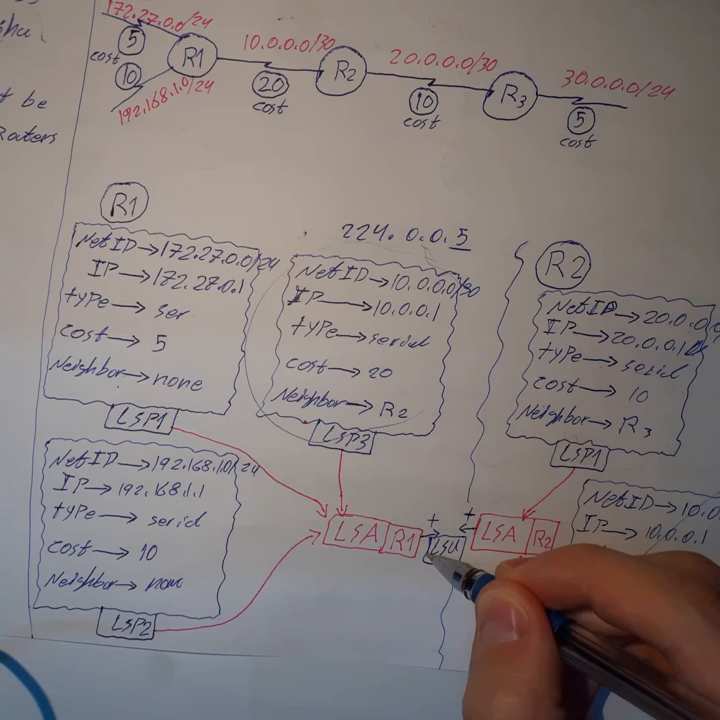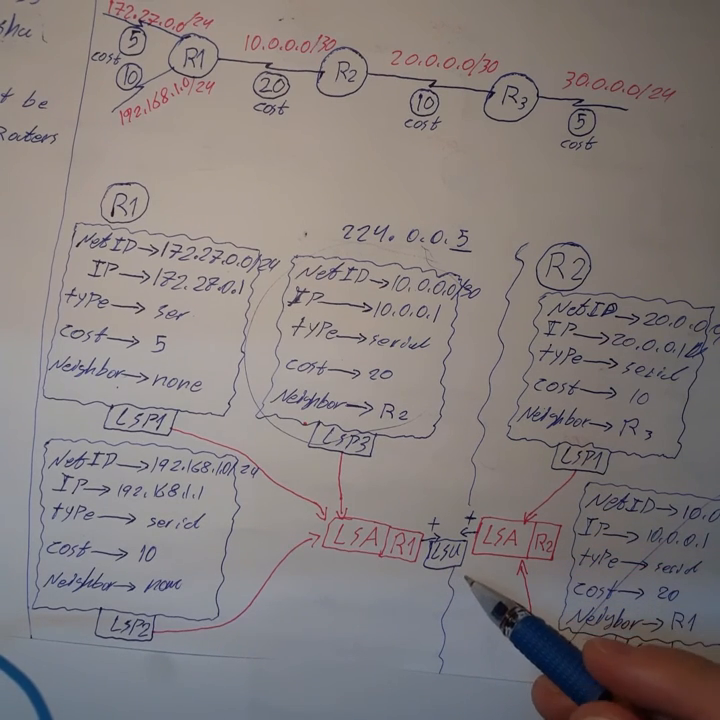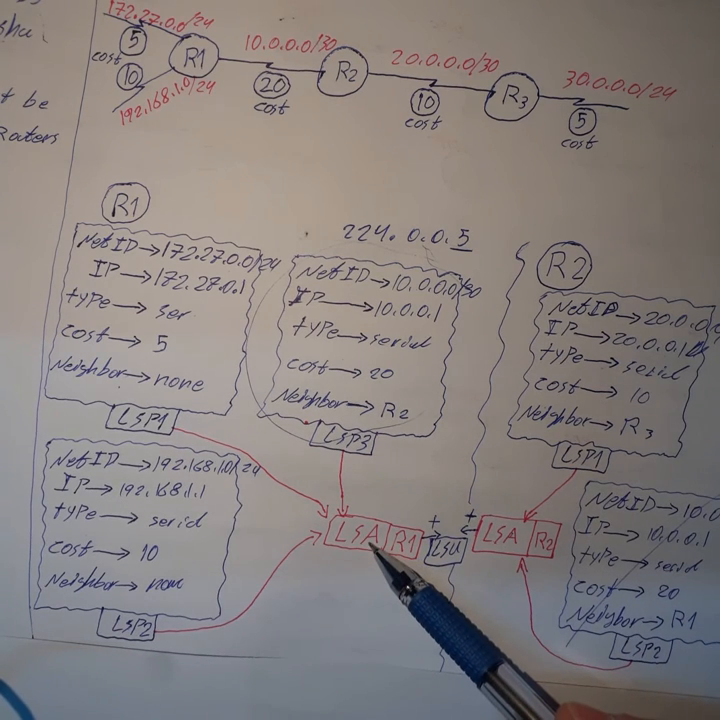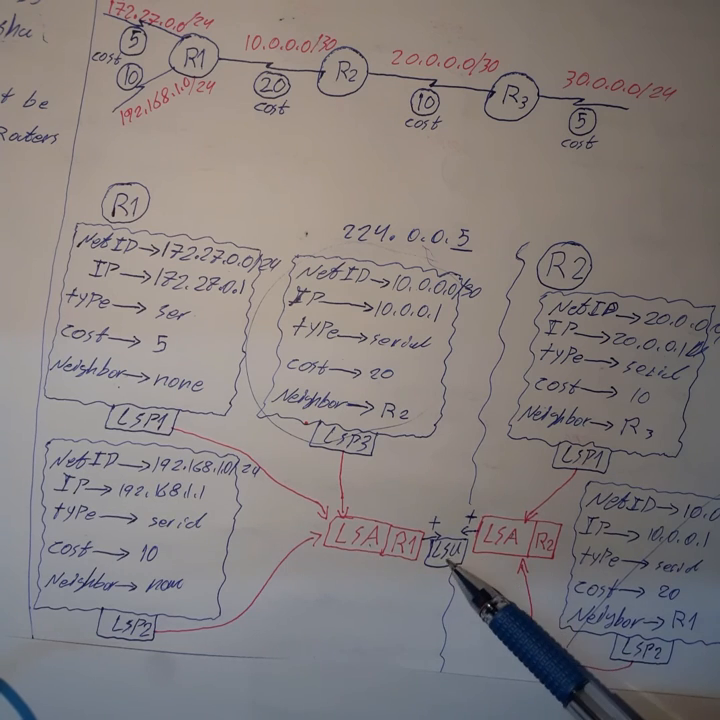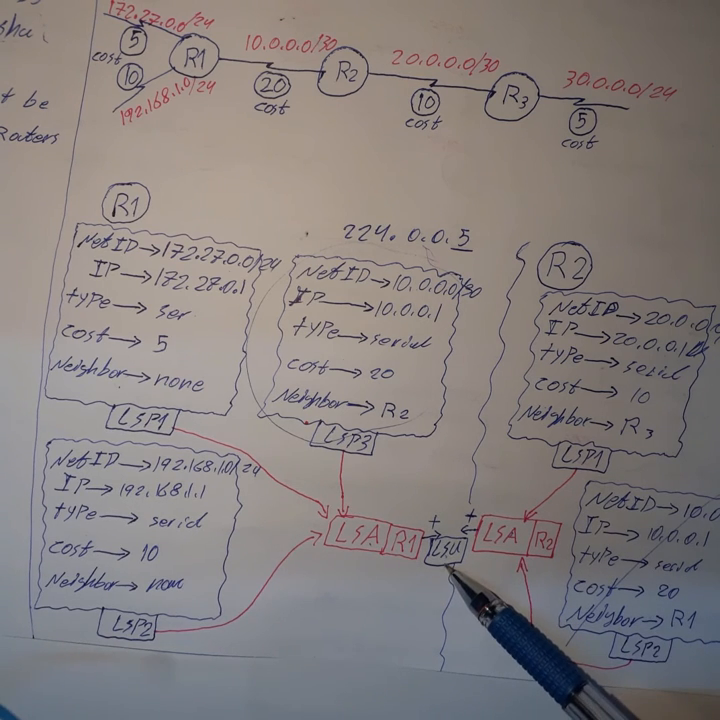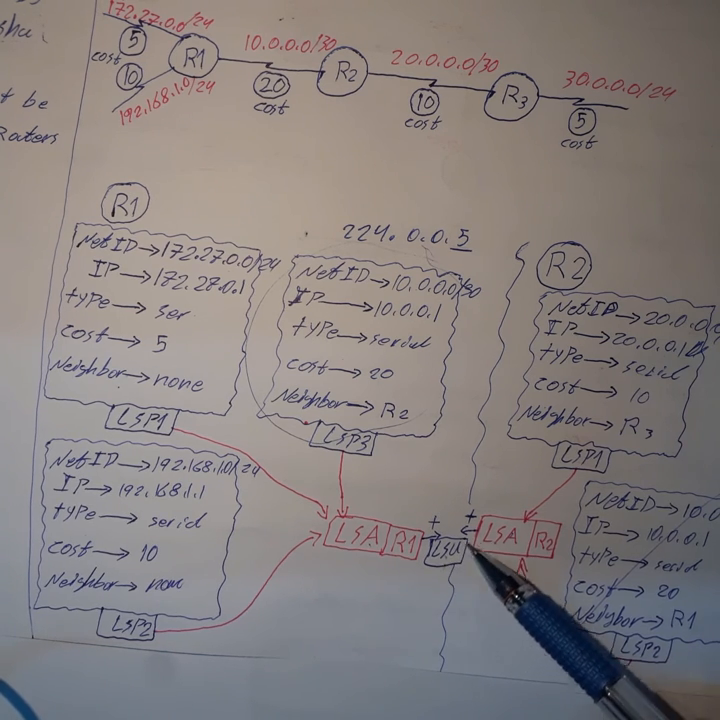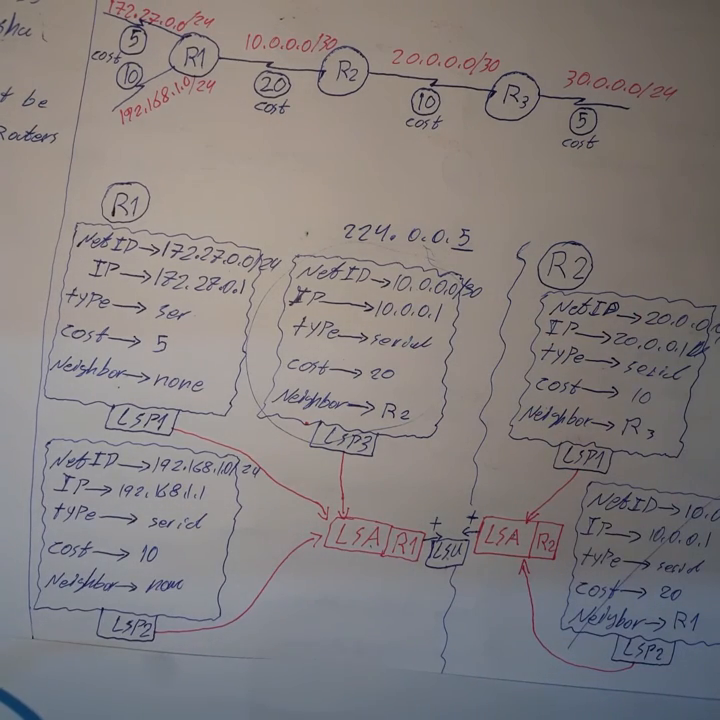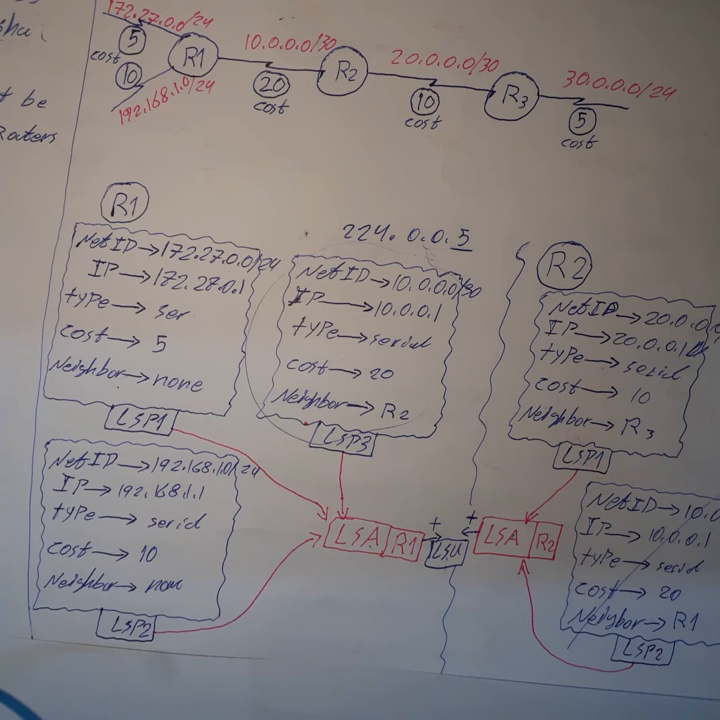Now after the neighbors send the LSAs to each other, they will have something called an LSU. What do we mean by LSU? That is a link state update, LSA plus LSA. That LSU will be sent to every single router on this network until all these routers on the network become synchronized, and we call it the LSDB, link state database.